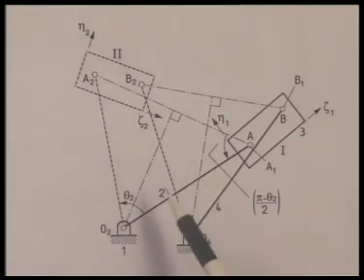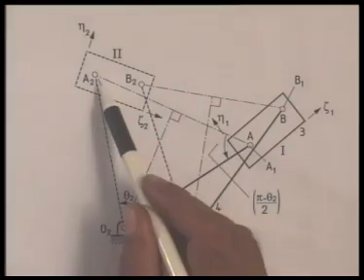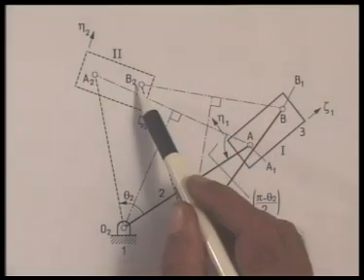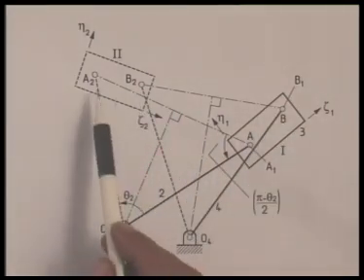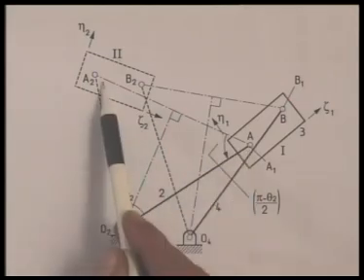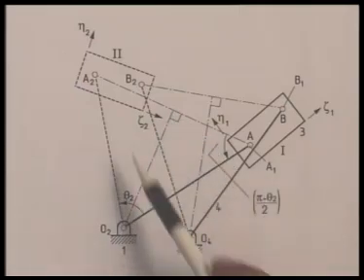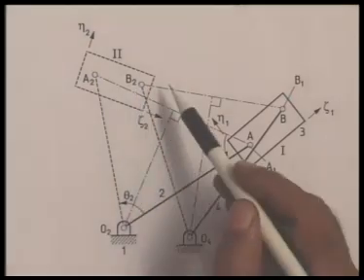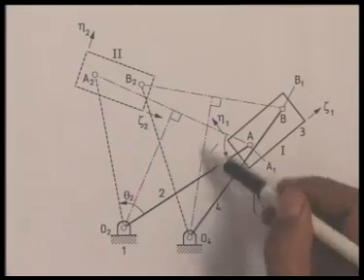I know the length O2A remains constant, so A and A2 must lie on a circle with the center at O2. Similarly, the points B and B2 must lie on a circle with center at O4. So what we do, we join A and A2, B and B2. Draw the perpendicular bisector of these two lines, namely A A2 and B B2. So we can choose O2 and O4 on these two perpendicular bisectors respectively.